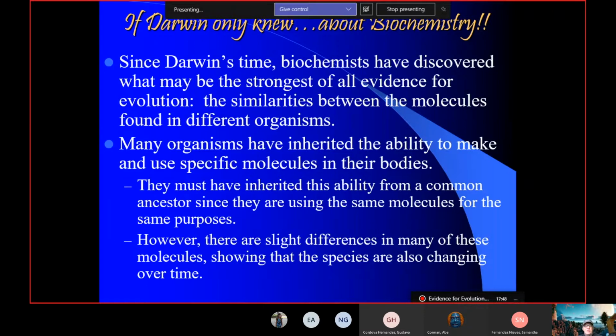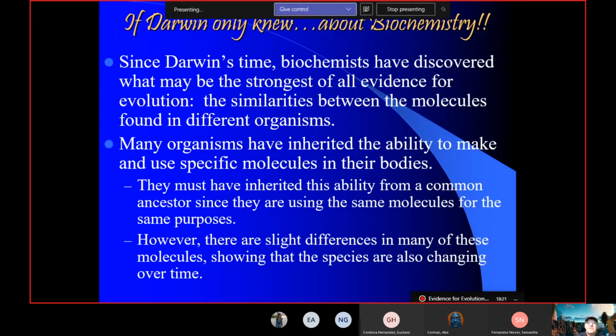And we'll look at a few examples. One, of course, is DNA. We can see how similar our DNA is to other creatures. Another would be the molecule that carries oxygen in our blood. It's called hemoglobin. Another is the molecule that controls our blood sugar. You've probably heard of it, insulin. And I'm going to move on.